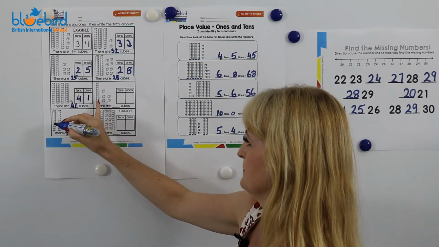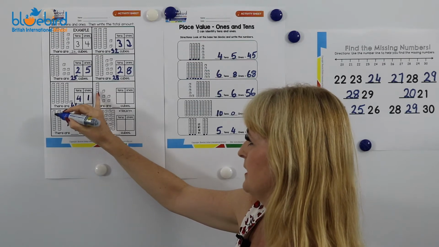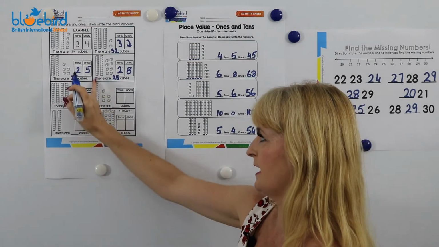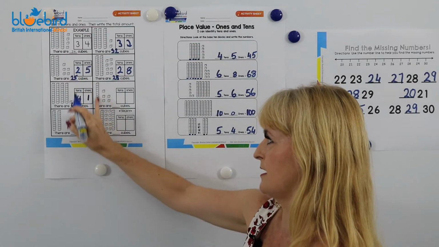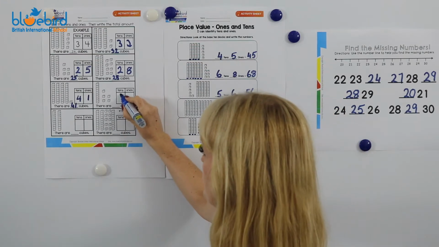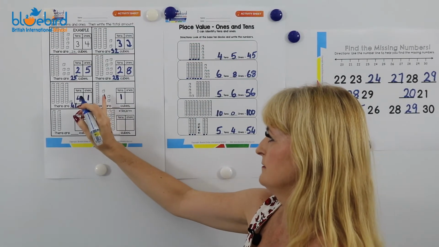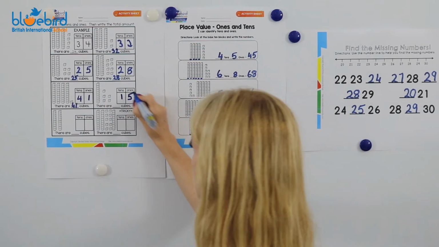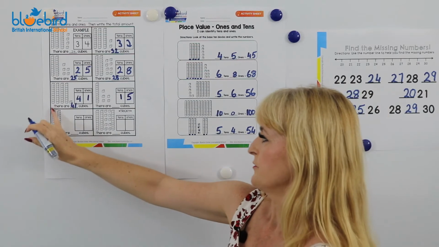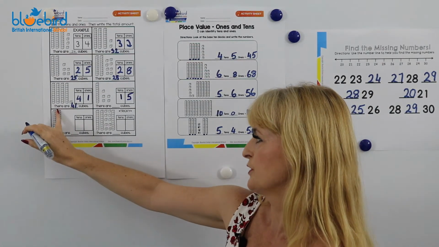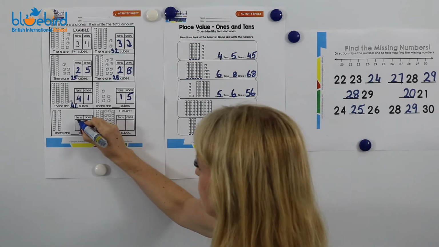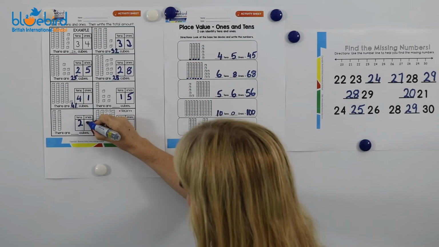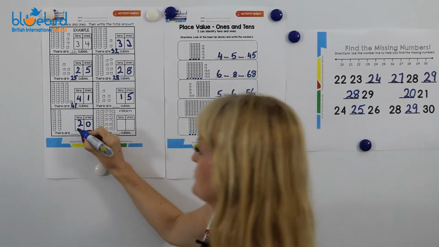Okay, so 1, 2, 3, 4, 5, 6, 7, 8, 9, 10. See, always adds up to 10. The 10 blocks are always 10. So we have only 1 this time. And then 1, 2, 3, 4, 5. Okay, so this time we have 1 10 block, 2 10 blocks. So there are 2. Are there any ones this time? There are 0. So we have 20.